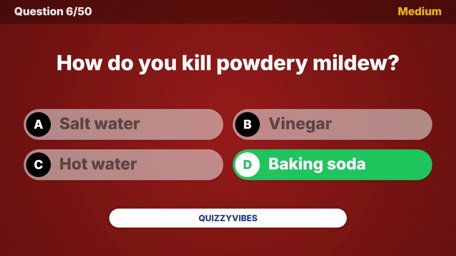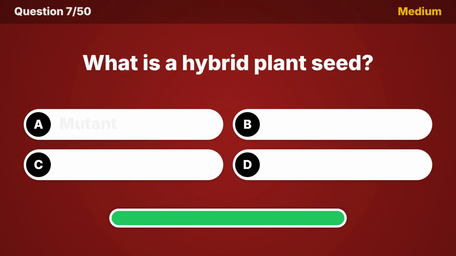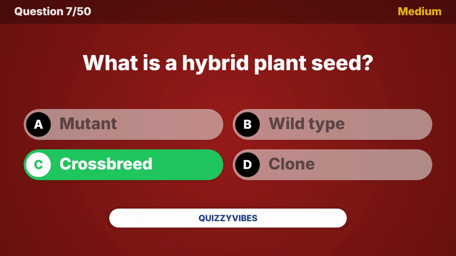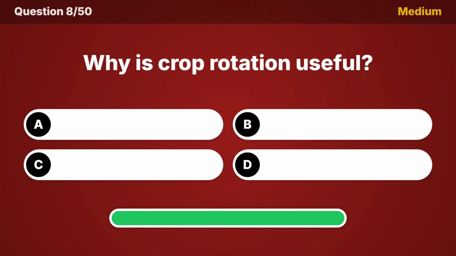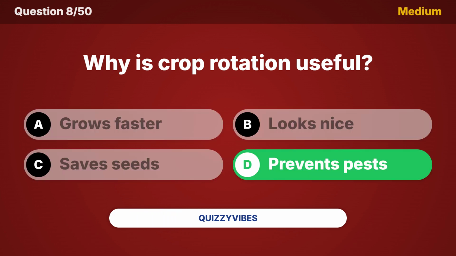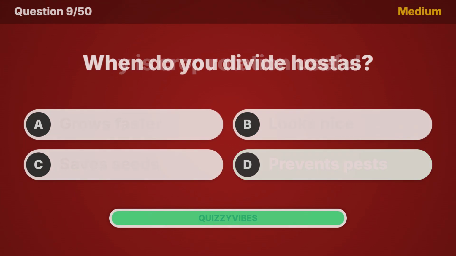And the answer is baking soda. What is a hybrid plant seed? The correct choice is crossbreed. Why is crop rotation useful? Answer, prevents pests. When do you divide hostas?